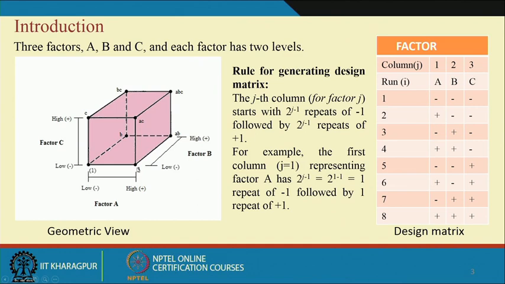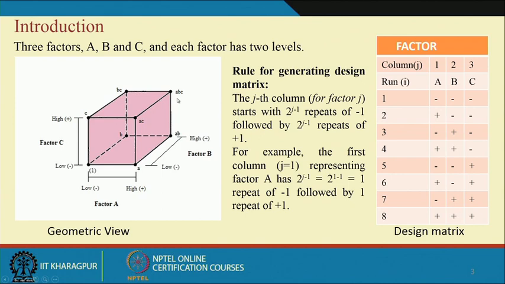This point is represented by B. That means factor B at high level, factors A and C at low level. This is the point represented by C, where C is at high level and the others are at low level. Now, this is the point AB, that means A and B are at the same level, A at high level and B at high level. Similarly BC, similarly ABC.